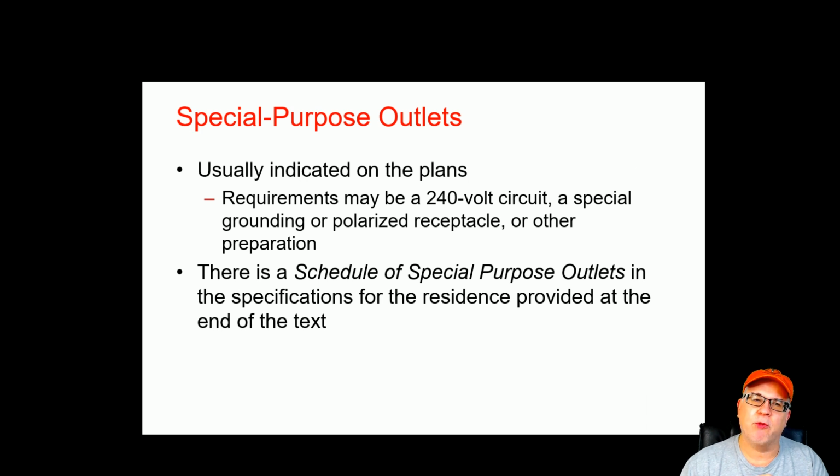But you also have what's called special purpose outlets. Now, we say they're outlets again, so remember, we're not talking about receptacles specifically. These are called special purpose outlets. Usually they're going to be indicated on a drawing, with some unique symbol to let you know what they are, and the requirements may be that they're 240 volt circuits, a special grounding or polarized receptacle, or other devices that go into it. So you'll have a special purpose outlet, and it will tell you what types of receptacles, or to be honest with you, what type of device would go into it.